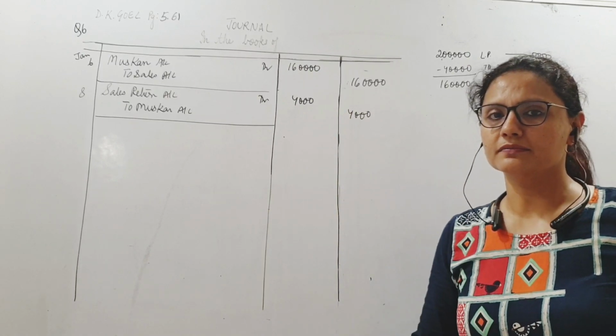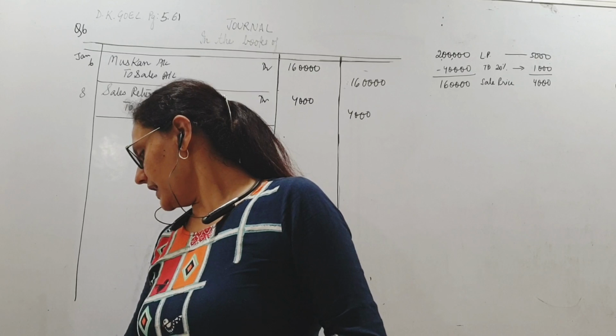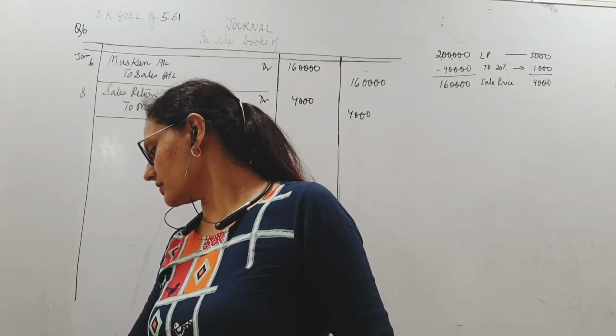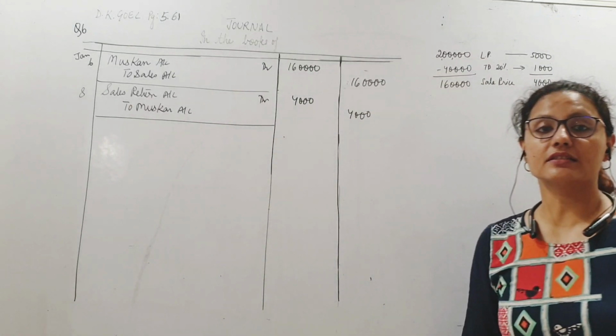1,56,000 she has to pay. Let us see how much she is paying us. Received from Muskan in full payment under a cash discount of 4%. Cash discount of 4%.